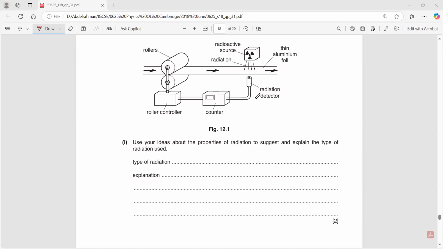Yes, it can. Beta can pass through this thin aluminum foil. It will pass. Okay, I might use beta. Can I use gamma? Can I use gamma radiation?